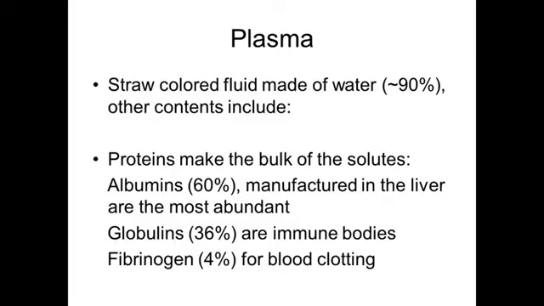Now we are going to see the characteristics of the plasma. Plasma is a straw colored fluid made of water, around 90%, and other contents include proteins. Majorly there are three proteins, known as plasma proteins. The first one is albumin, 60%, manufactured in the liver, the most abundant. The second one is globulin, the immune bodies, and fibrinogen for blood clotting.